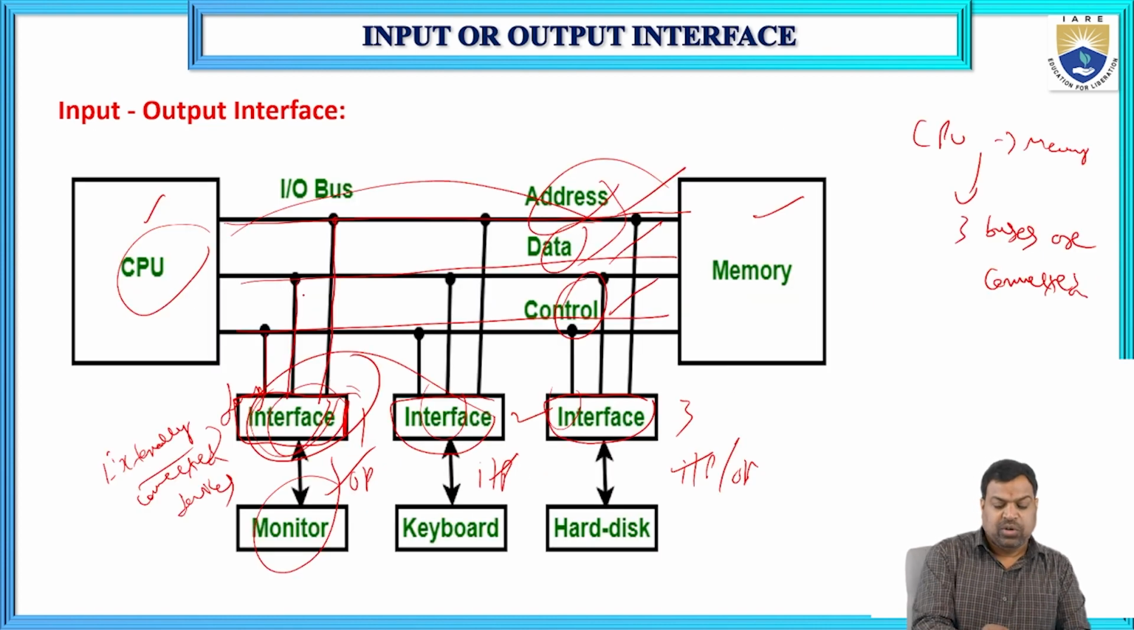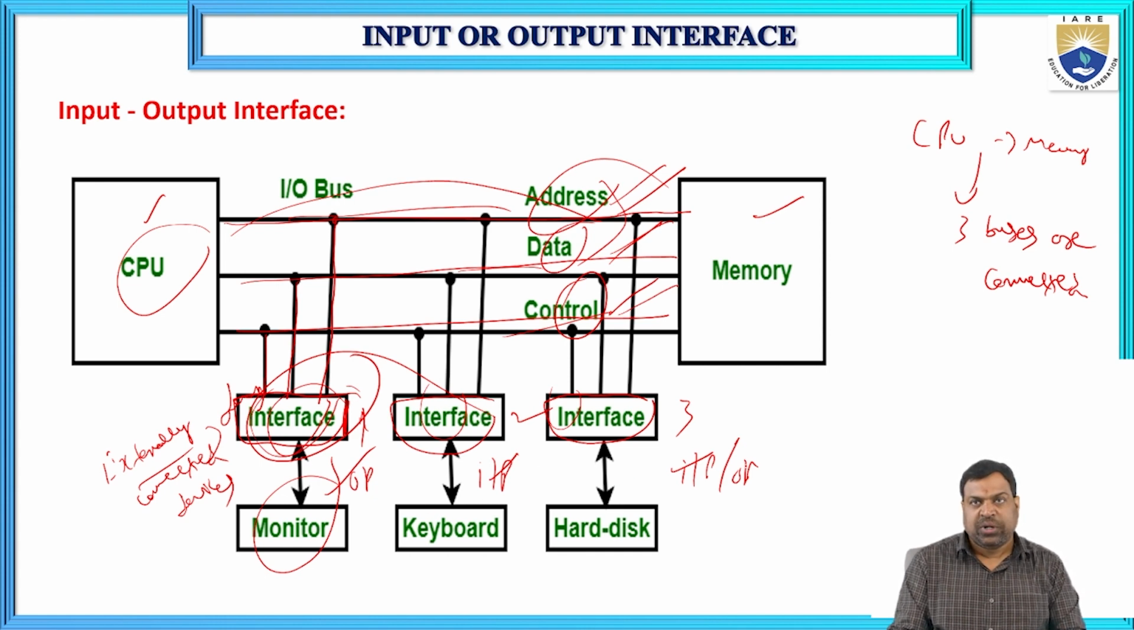So what are the CPU and memory? There are three buses: address bus, data bus and control bus, with interfaces. There are so many interfaces. Here I'm taking as an example interface 1, interface 2 and interface 3 with a monitor, keyboard and a hard disk. So these are the connections between the CPU and memory: the three buses, address bus, data bus and control bus. And these buses are connected with externally connected devices, that is, interfacing with input and output.